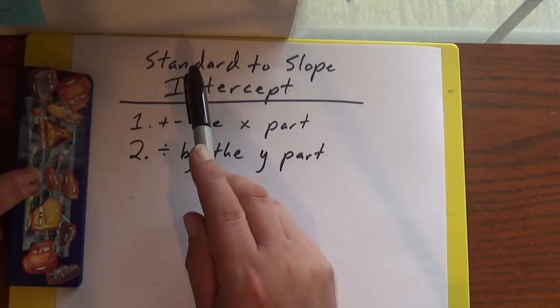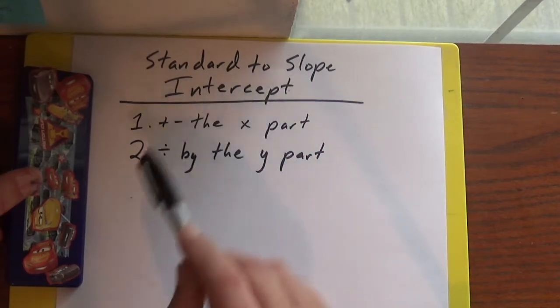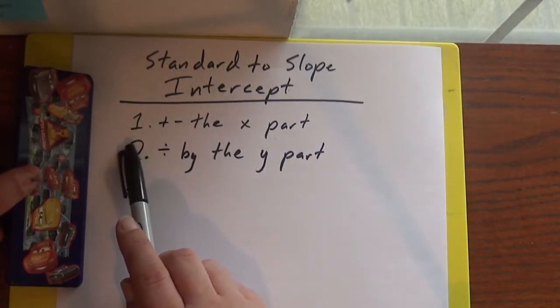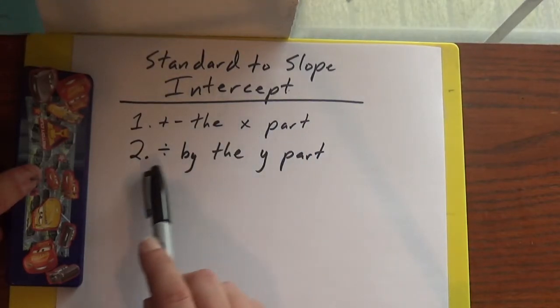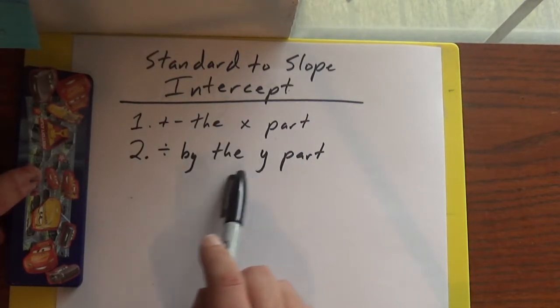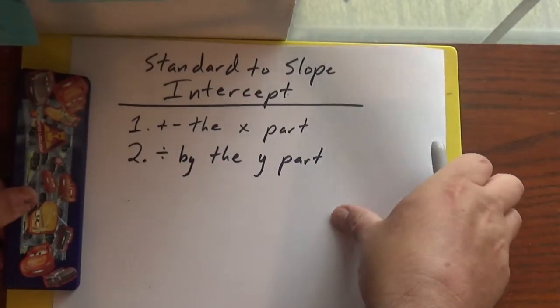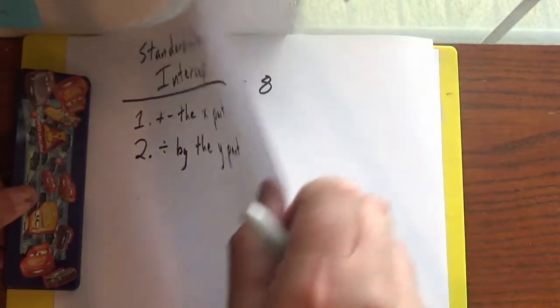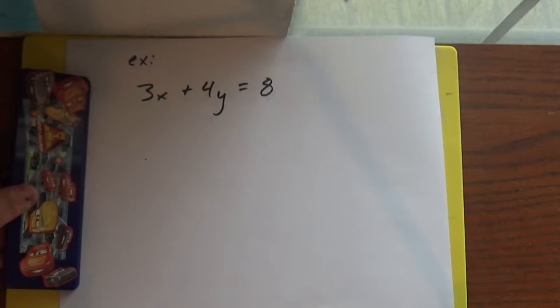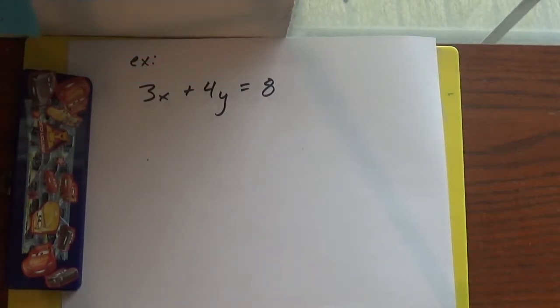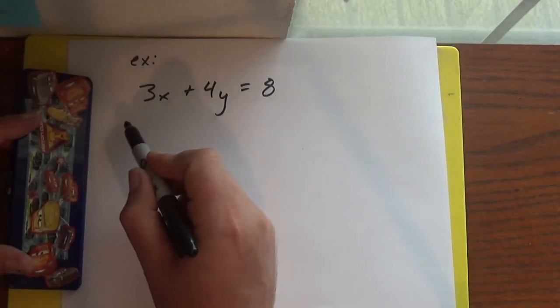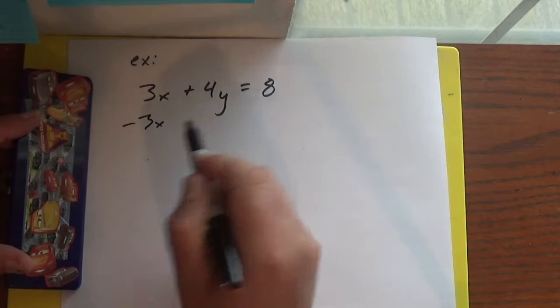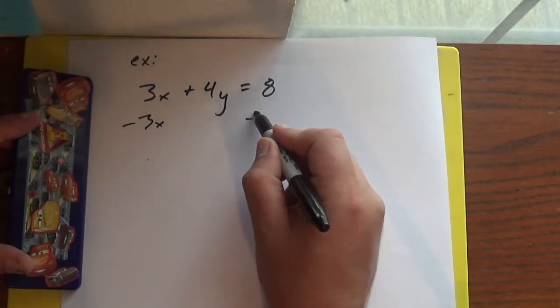Now, if you want to get from standard to slope-intercept, our first step, we're going to add or subtract to get the x on the other side, and then we're going to divide by whatever's in front of the y. Alright, so first I need to add or subtract to get the x on the other side. This is positive 3, so I'm going to do minus, and since I did it here, got to do it here.